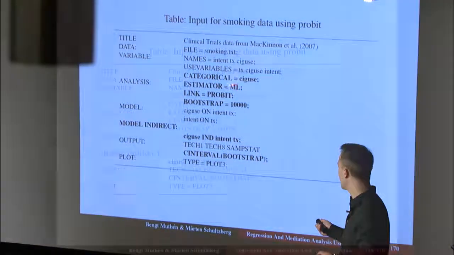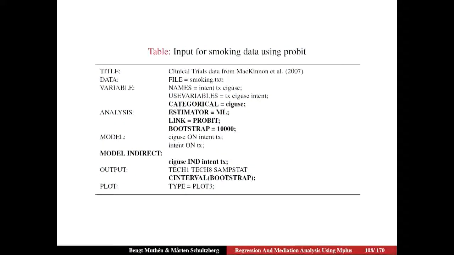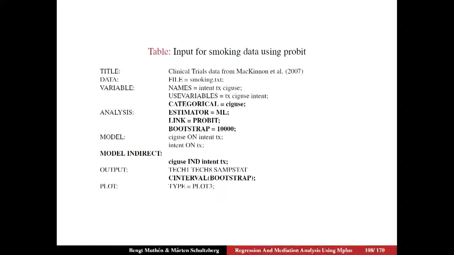We use the maximum likelihood estimator, and we use the probit link in this case. And since we use the maximum likelihood estimator, we want to use the bootstrap to capture the non-symmetric confidence interval, the skewness of the sampling distribution. So we use the bootstrap confidence interval here.